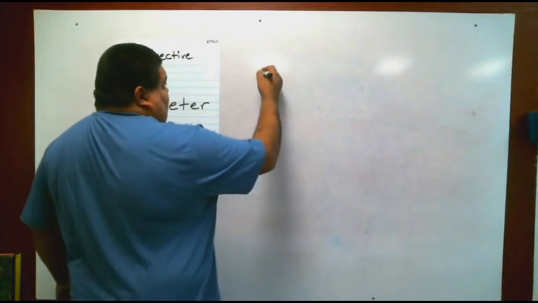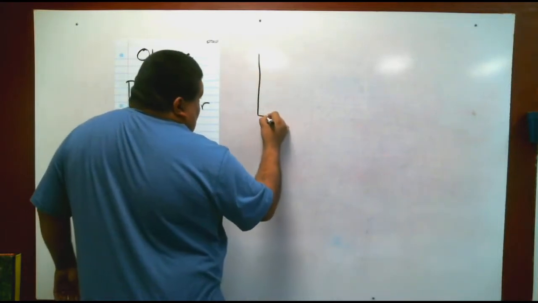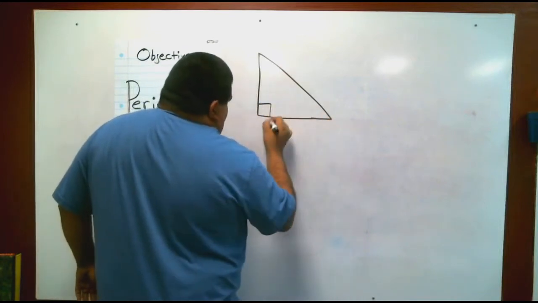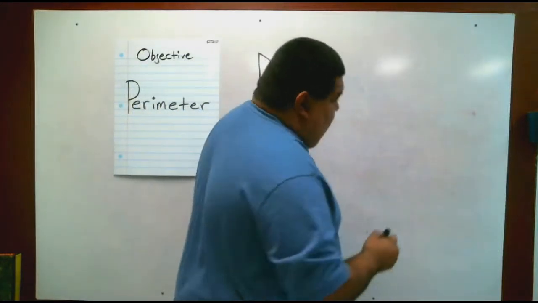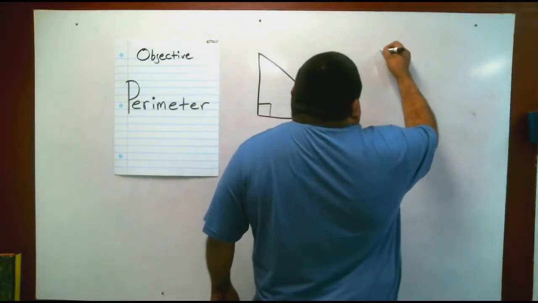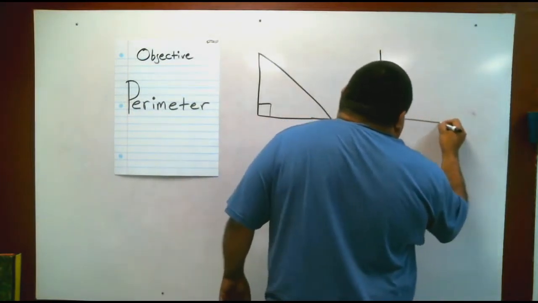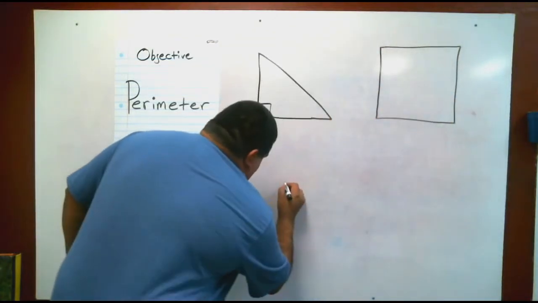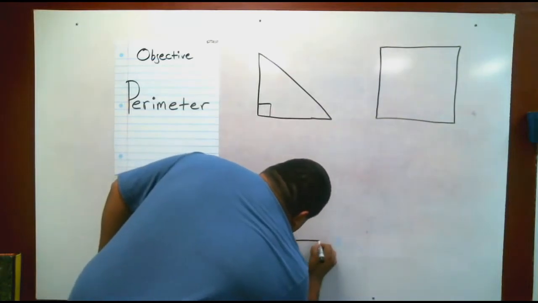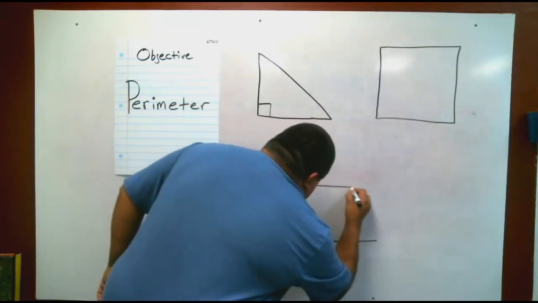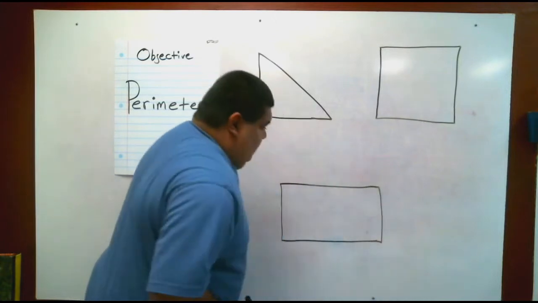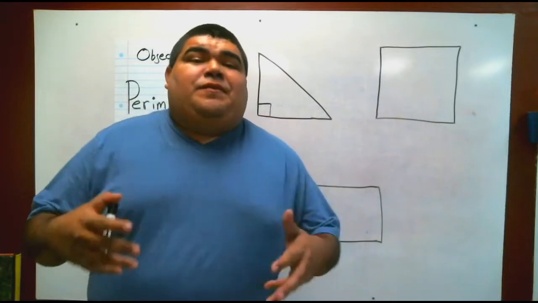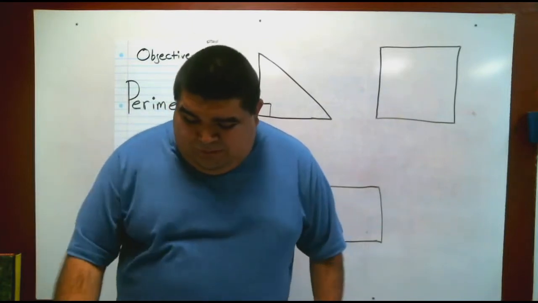One's going to be a right triangle. Another one's going to be a square. And the last one's going to be a rectangle. Okay? You might ask yourself, how come you pick those three? Because there's different ways to solve for them when it comes to perimeter.